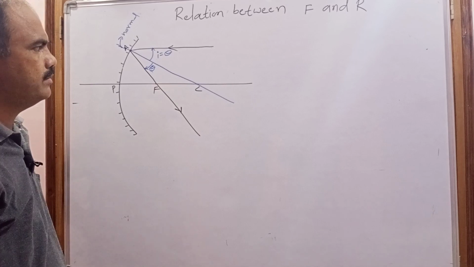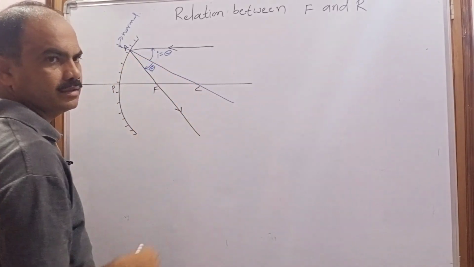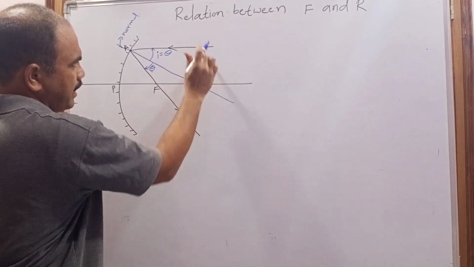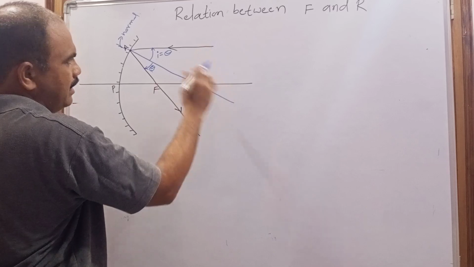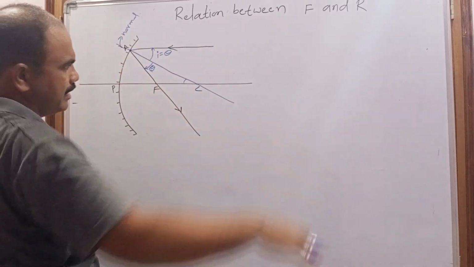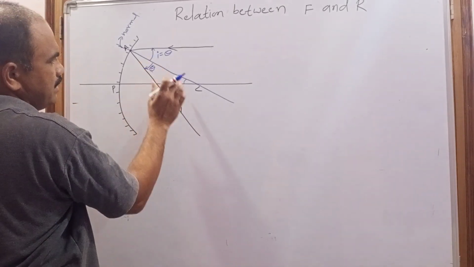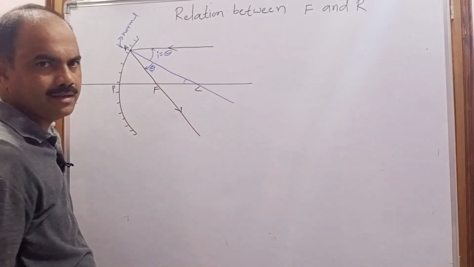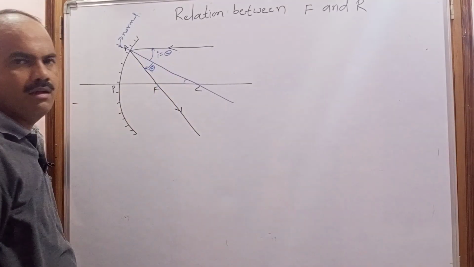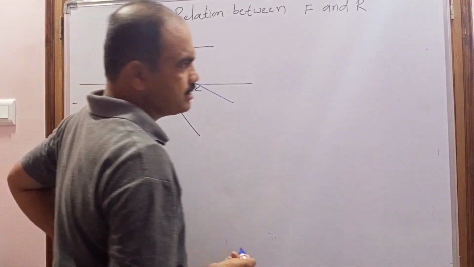Now when you observe this line, there is an angle here and an angle here. These two lines are parallel, and these parallel lines are intersected by another line. That's why these two are called interior alternate angles. You already learned this in geometry.